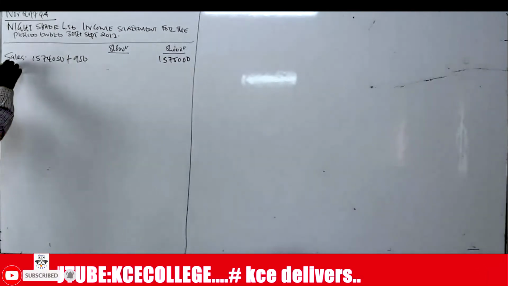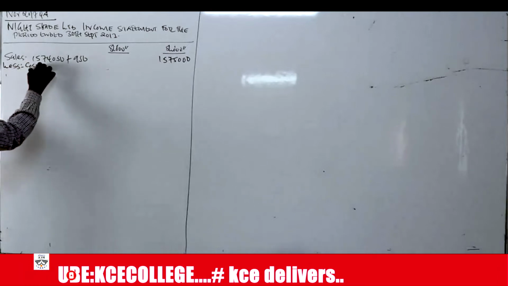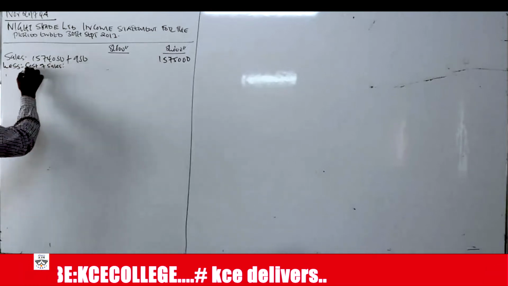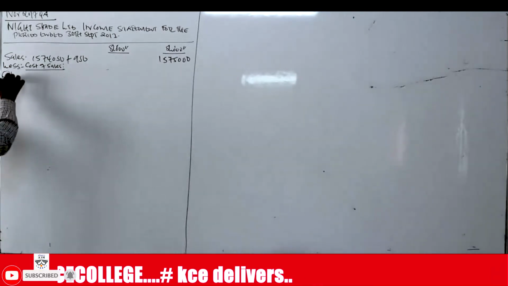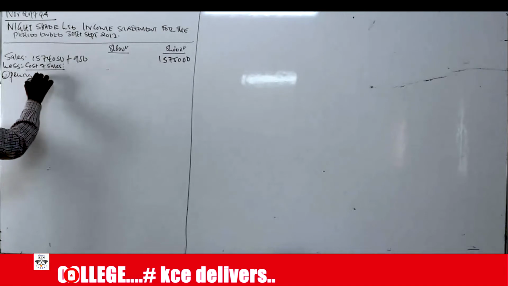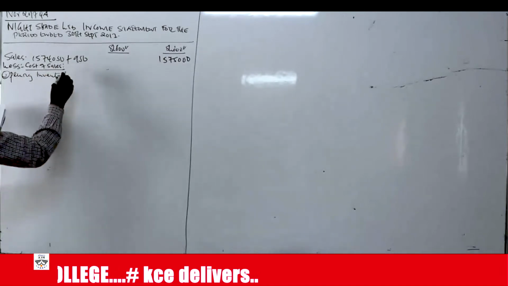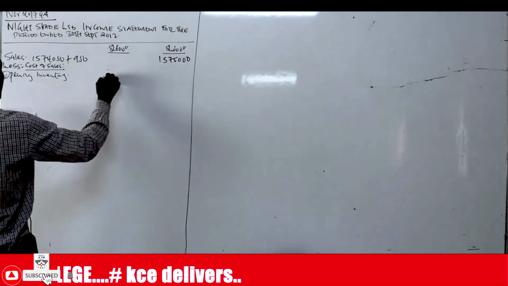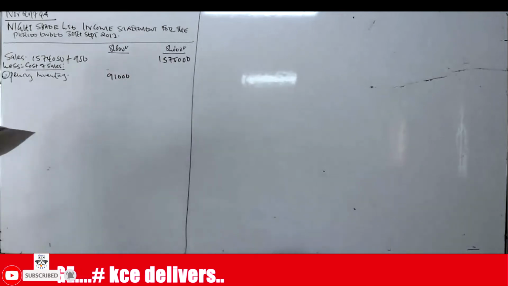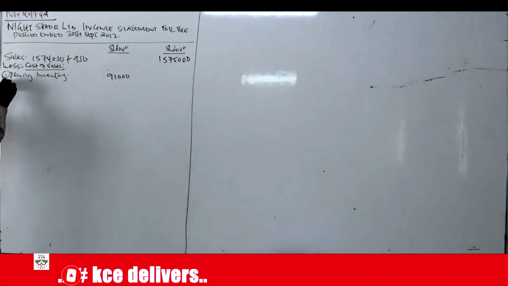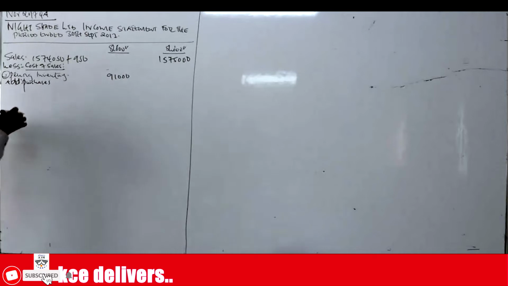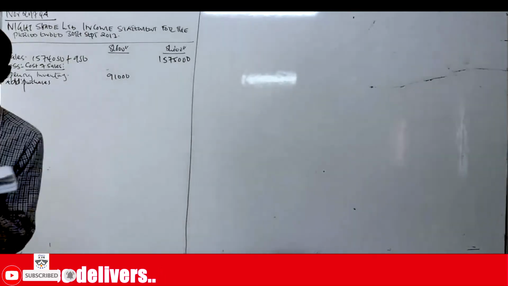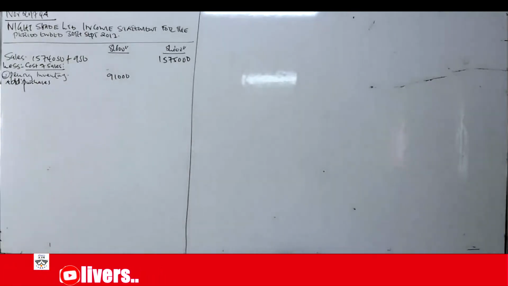Then we are going to less cost of sales. So we have opening inventory. Opening inventory is how much? 91,000. Can you be able to see it? And then we are going to add purchases. So there's adjustment to purchases, which is note number 1. What does it say?